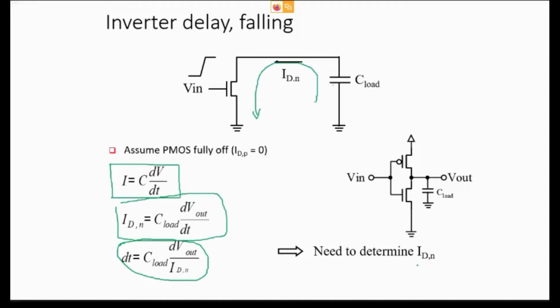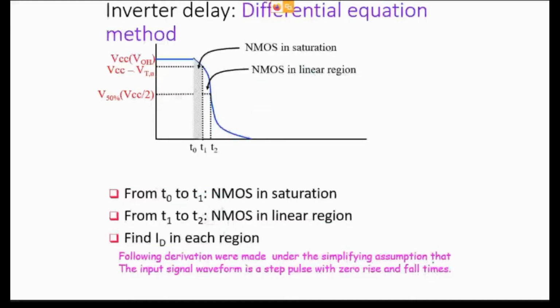So now what we have to do is determine this drain current for the NMOS. What is the drain current for the NMOS? And what are we calculating? We are calculating tau PHL, the high to low transition, when your output is falling from VOH towards 0. So we are looking to calculate IDN. This is what I'm talking about, the differential equation method.